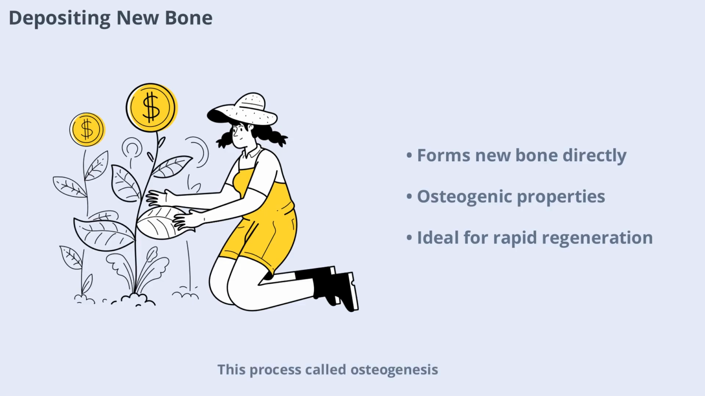In some cases, the bone graft material itself can deposit new bone in the defect. This process, called osteogenesis, occurs when the graft contains living bone cells capable of forming new bone tissue. Osteogenic grafts are particularly valuable in situations where rapid and substantial bone formation is needed.